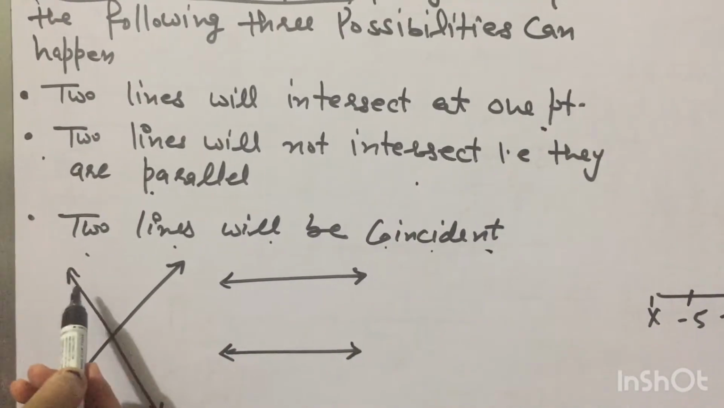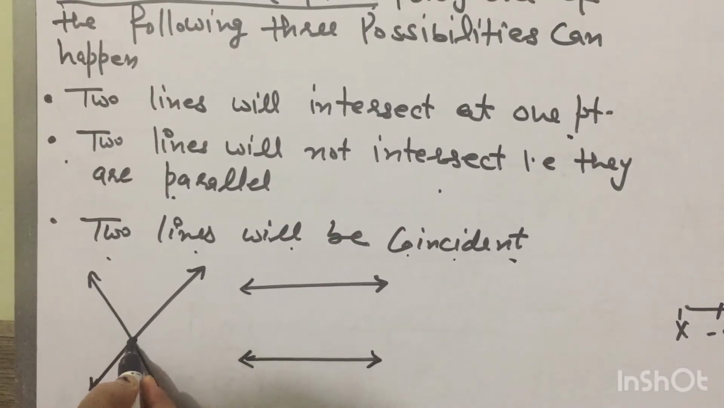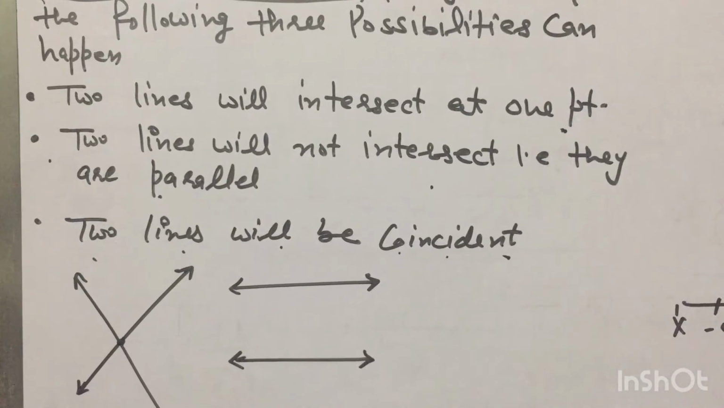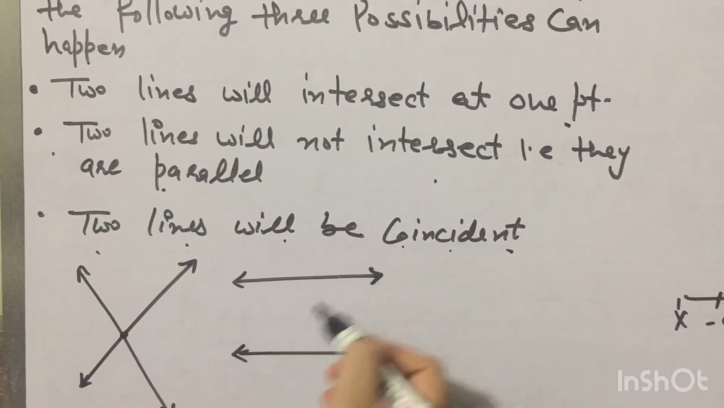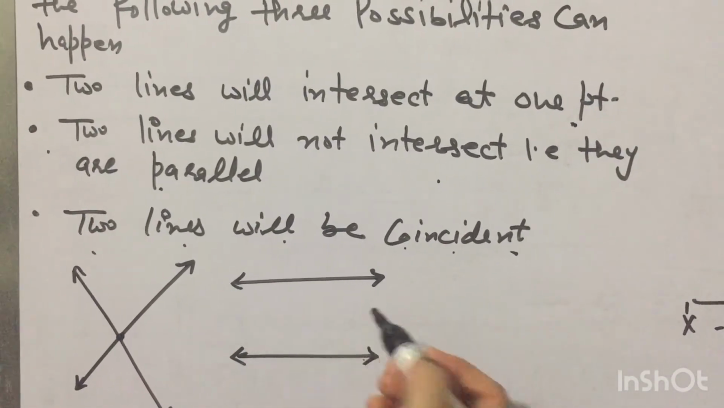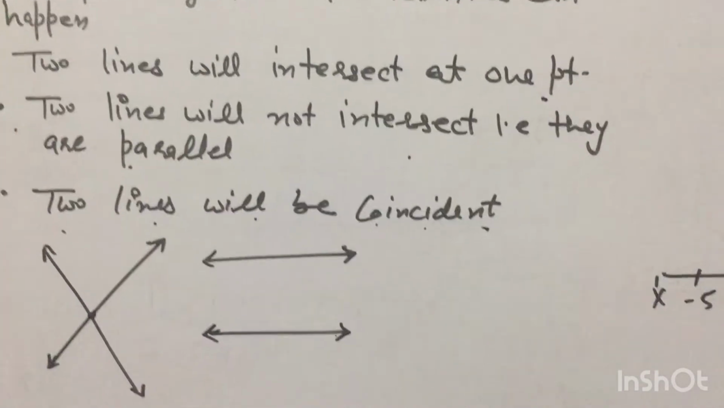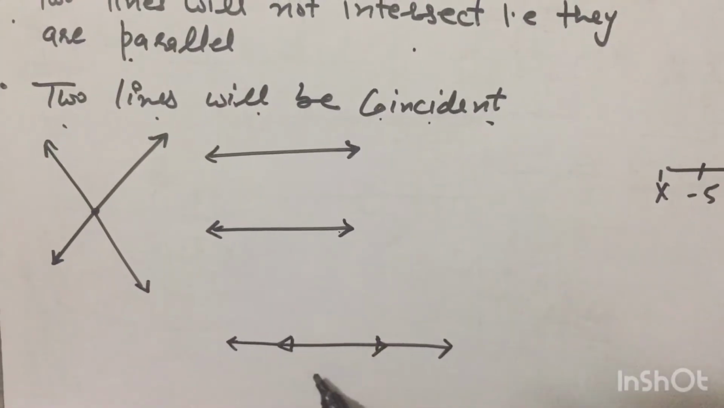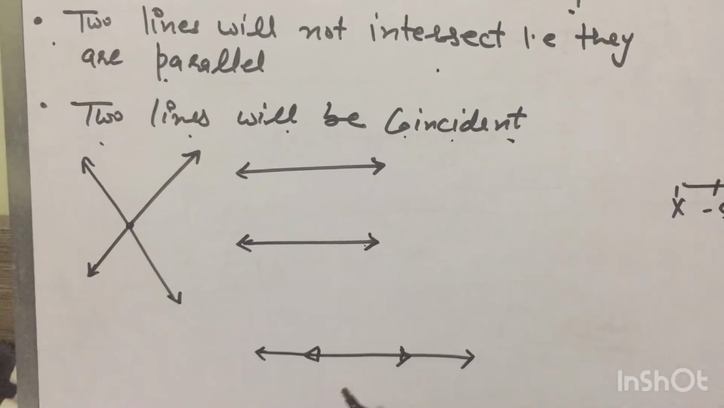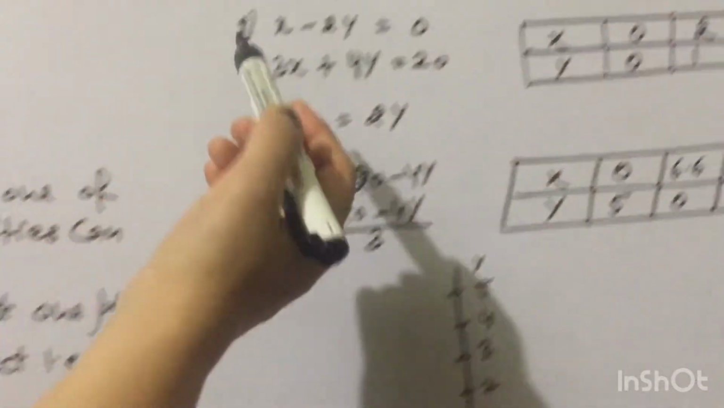Here two lines are intersecting at a point. Here the solution is unique. Two lines are parallel. Here there is no solution. Now two lines are coincident. There are many solutions.